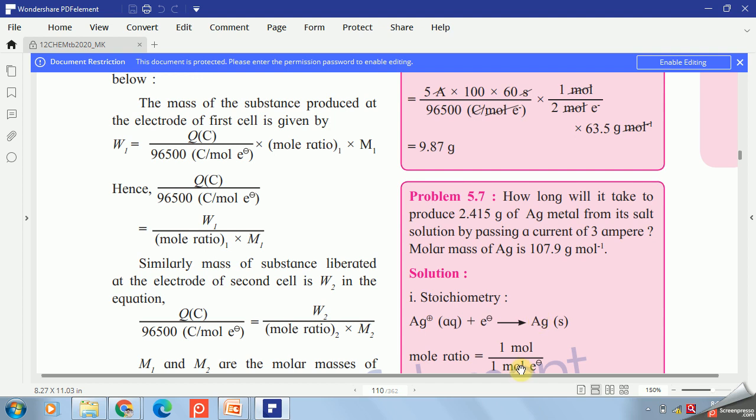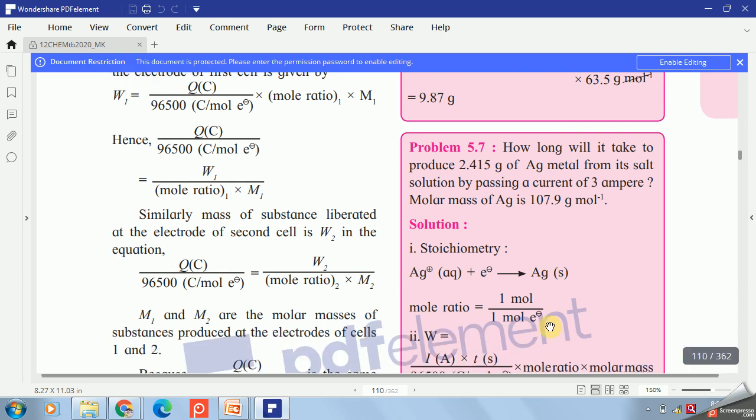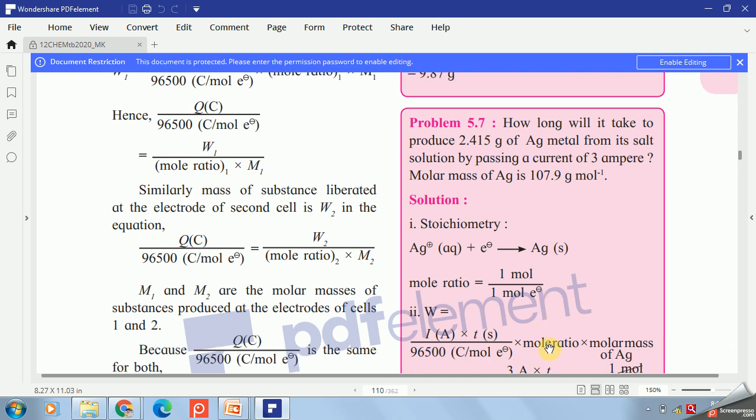So what is the mole ratio? It is 1 by 1 because 1 electron is required to produce 1 mole of silver in solid state. Then W is equal to I T divided by 96,500 into mole ratio into molar mass of Ag. Here W is given, and you have to calculate how long it will take, which means you have to find the time. So you have to rearrange the equation first.